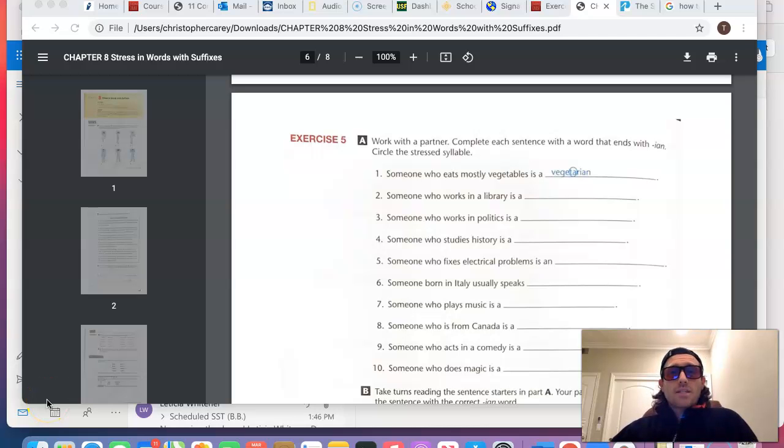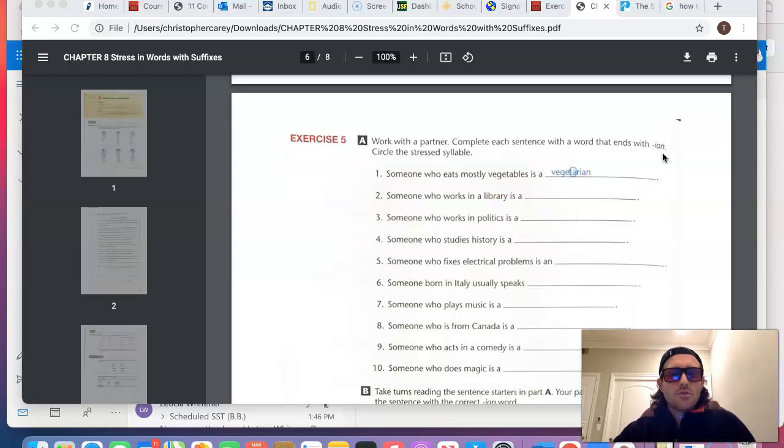Hello everyone and welcome back to Chapter 8, focusing on suffixes and which suffixes change the syllable stress in words. This exercise, exercise 5, focuses on the suffix IAN, used mostly to describe people.